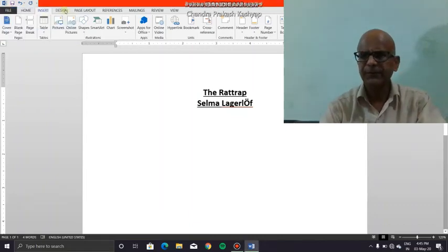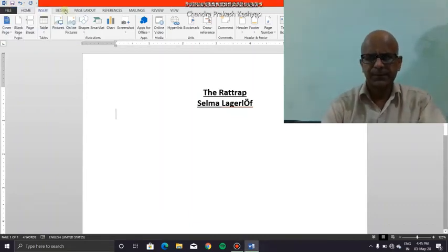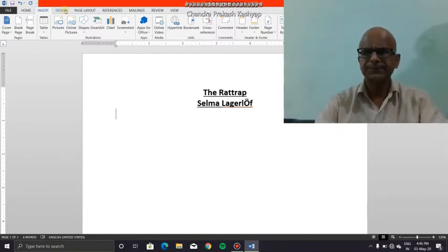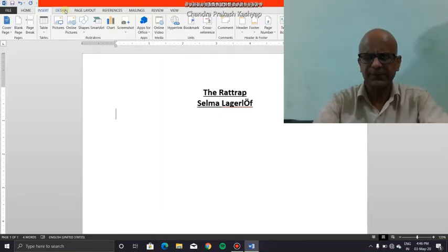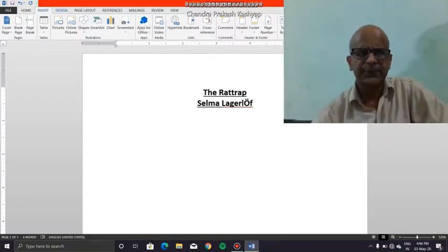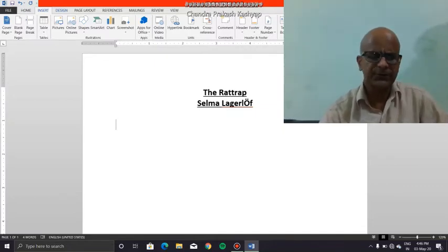Fine. The next chapter that we take is The Rattrap by Selma Lagerlöf, and again a very important lesson from examination point of view. Before we begin with the story, let's consider the theme of the story, how best you can encapsulate or compress the story.